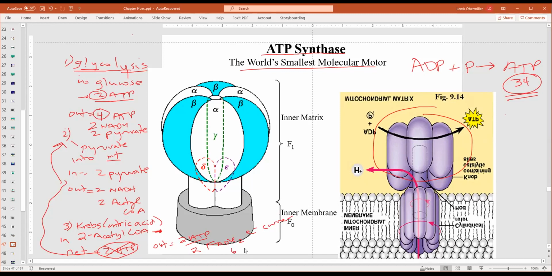And then we also get 6 NADH, which we got here, and we also got here and here. So in the end, we have 10 NADH, 2 FADH2, and 2 ATP. And then we take the electrons off of them and put them through the electron transport chain. That pumps protons across the membrane.